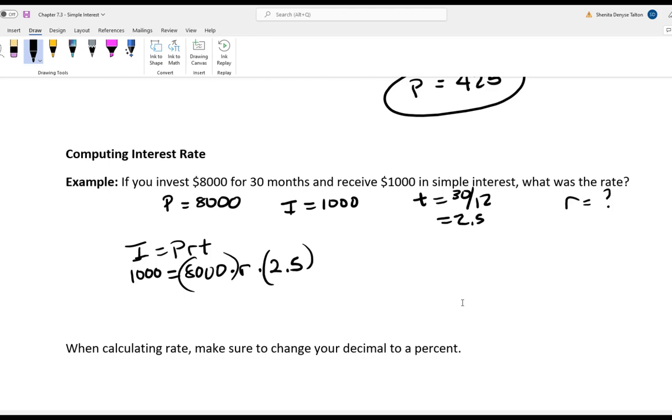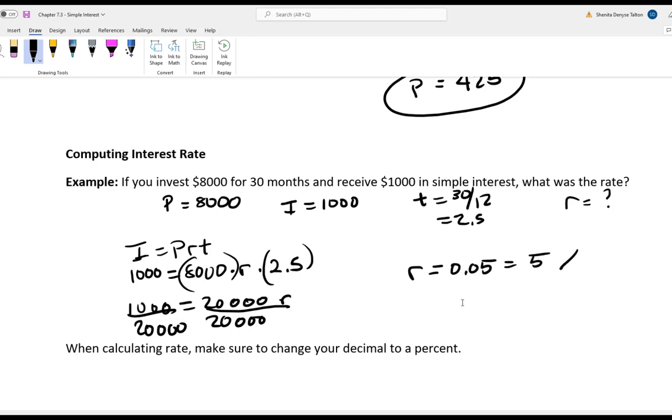So the first thing I'm going to do is multiply that 8,000 with 2.5. I get 20,000. And then we still have the R. The R is what we're trying to solve for. So I'll divide everything by 20,000. And when I take the 1,000 divided by 20,000, I get 0.05, which is 5%. So don't forget, this is rate. So your rate should be written as a percentage. So when calculating rate, make sure to change your decimal to a percent.